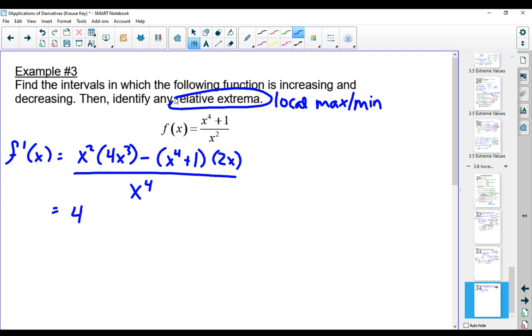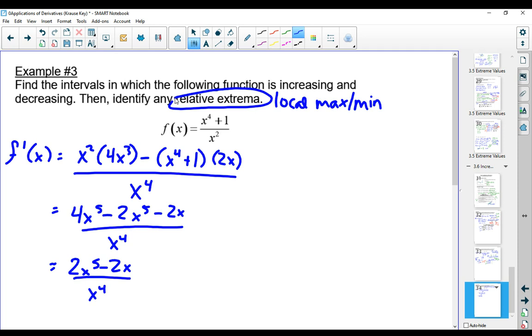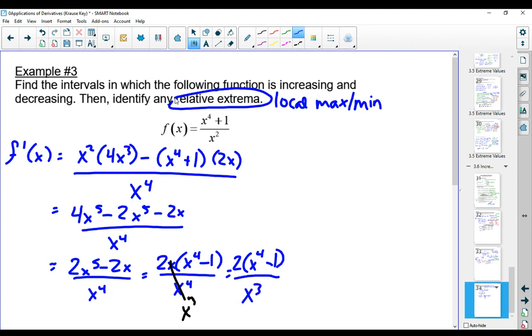And then you can simplify: 4x to the 5th minus 2x to the 5th minus 2x, all over x to the 4th. Simplifies to 2x to the 5th minus 2x all over x to the 4th. You can factor out a 2x, which gives you x to the 4th minus 1 all over x to the 4th. These disappear and we're left with x cubed. So we would have 2 times (x to the 4th minus 1) all over x cubed. So that's one way to do it if you want to use the quotient rule.